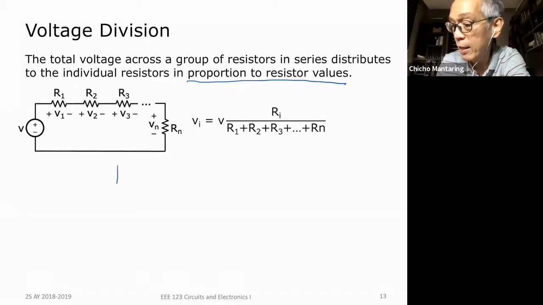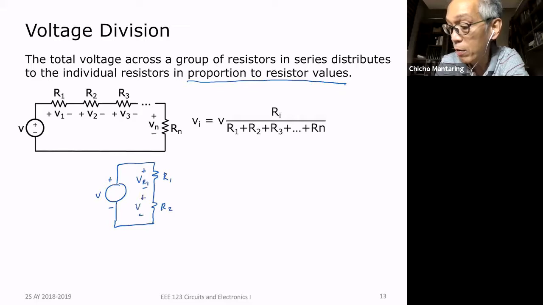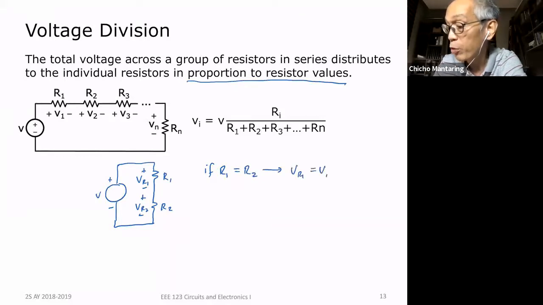Let me try to explain that intuitively. Let's say I have 2 resistors in series. Let's say this is R1, this is R2. So this is VR1 and this is VR2. They are in series. If R1 is equal to R2, then VR1 should be equal to VR2. Right? Why? Because if R1 and R2 are equal, then this voltage will distribute itself equally to R1 and R2. And therefore, VR1 should be equal to VR2.